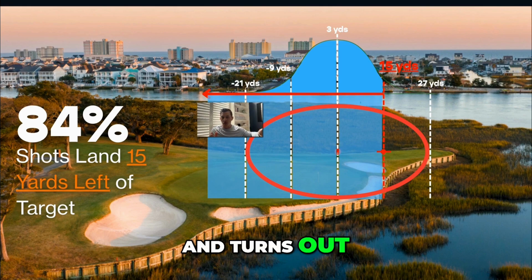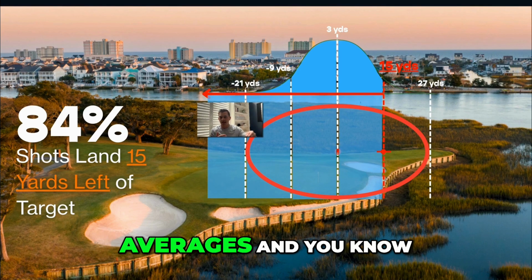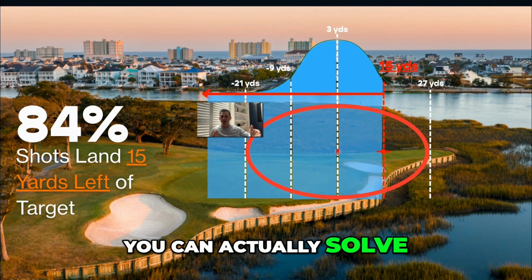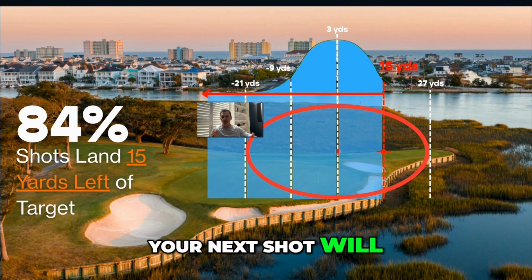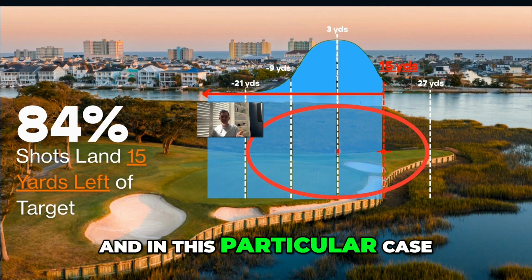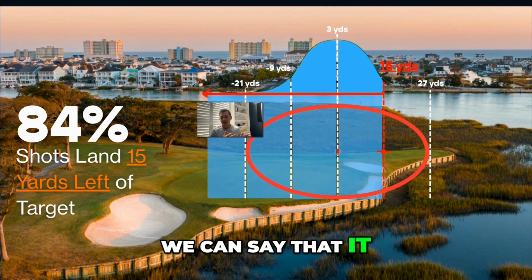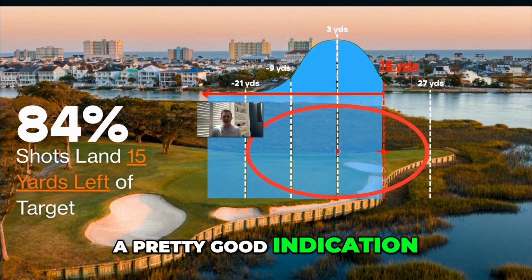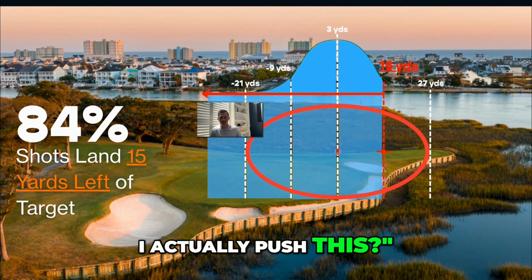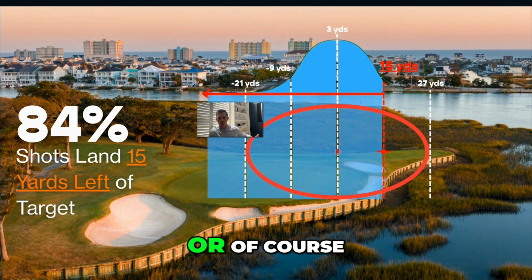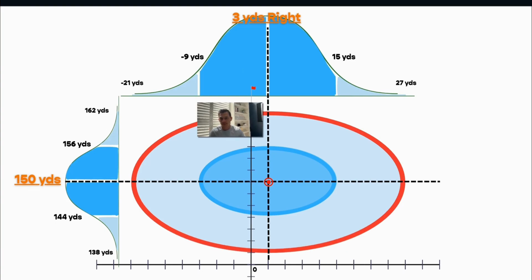And turns out you can actually solve that. When you know your averages and you know your variance, you can solve for the odds that your next shot will be left of a specific mark. In this particular case, since we're using a nice normal standard deviation, it's a pretty simple calculation: 84% of your shots will land left of that mark. That gives me a pretty good indication of how far right I can actually push this. And you can apply different numbers to that. Or, of course, you can download the Noonan app and it'll do it for you.